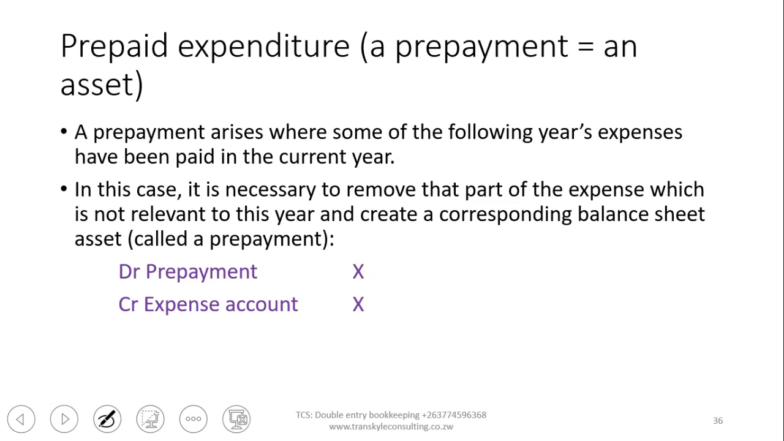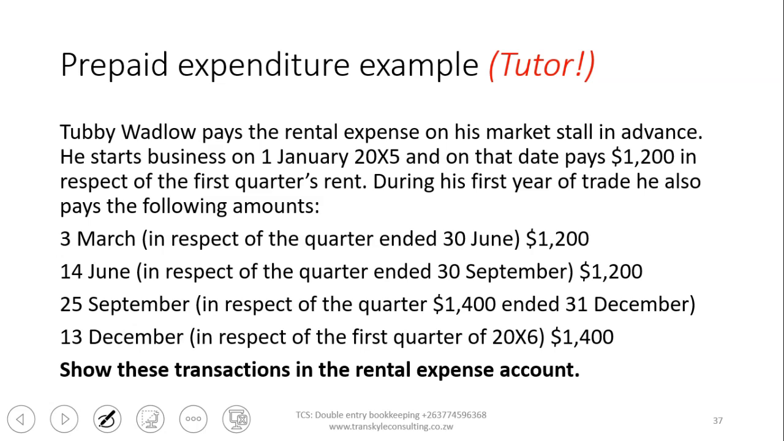A prepayment arises when some of the following year's expenses has been paid in advance, has been paid in the current year. In this case, it is necessary to remove that part of the expense which is not relevant to this year and create a corresponding balance sheet asset called a prepayment. So we are going to debit the prepayment and credit the expense account. By crediting the expense account, we are reducing the expense account with that prepayment. And by debiting the prepayment, we are creating an asset or increasing the prepayment account. So let's go through the example.